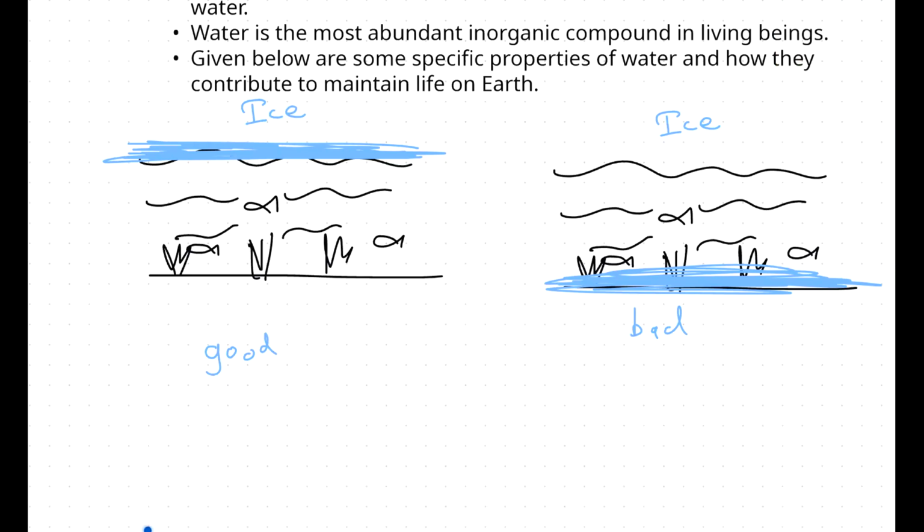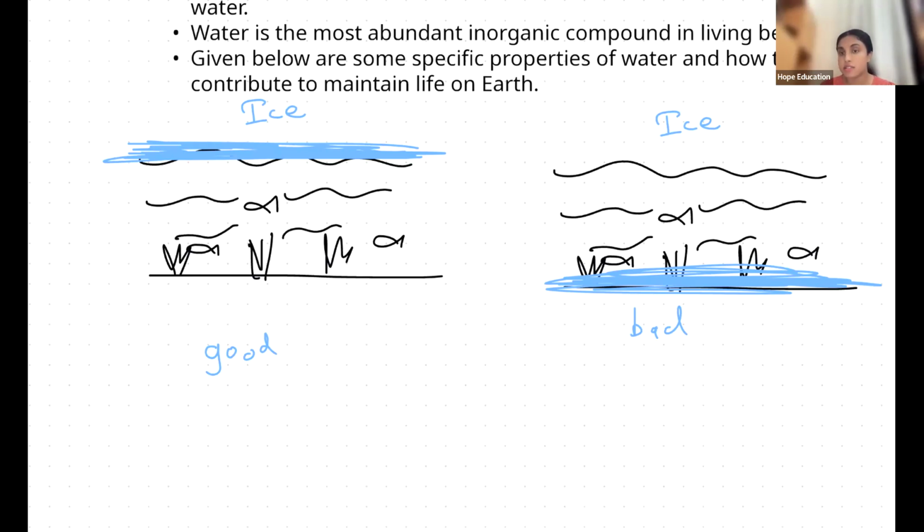So if ice was formed down here, all the plants will get damaged, because ice would form right where the plants are. And animals are also usually around here, so animals are also harmed. They would have no place to live.